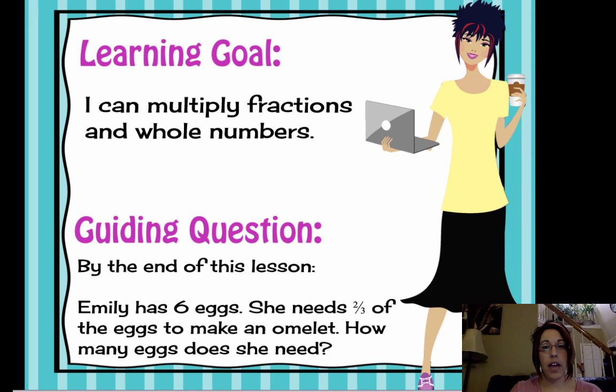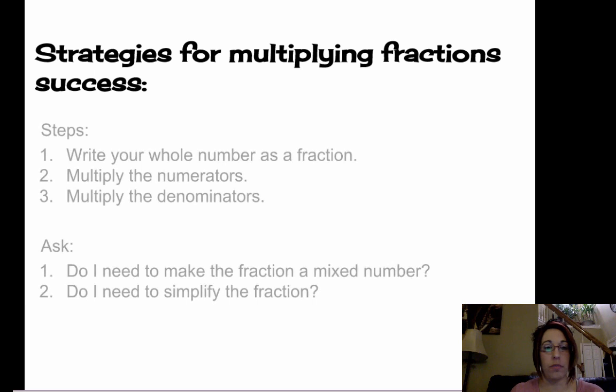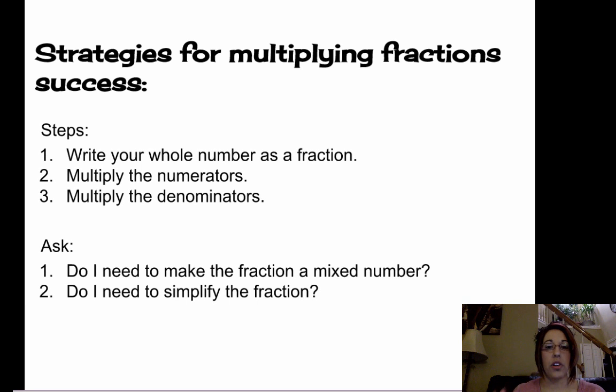So let's go ahead and look at some strategies for multiplying fractions success. I'm going to teach the algorithm in this video. In other videos, I will look at some area models and other ways that you can multiply fractions. So 3 key steps and then a couple of questions to ask yourself.